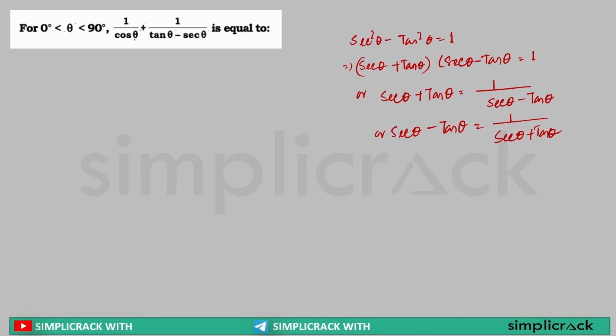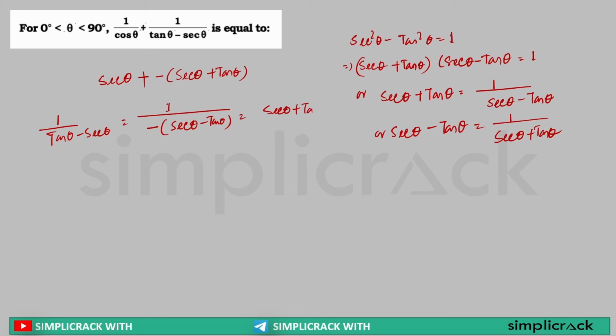Now, here in this question it is said 1 by cos theta plus 1 by tan theta minus sec theta. Now 1 by cos theta can be written as sec theta, plus 1 by tan theta minus sec theta. Sir, this can be written as minus sec theta plus tan theta, because from the whole thing 1 by tan theta minus sec theta, minus will come out. So this will be sec theta minus tan theta. Sir, 1 by sec theta minus tan theta can be written as sec theta plus tan theta, but minus is there. So this will be written as this.